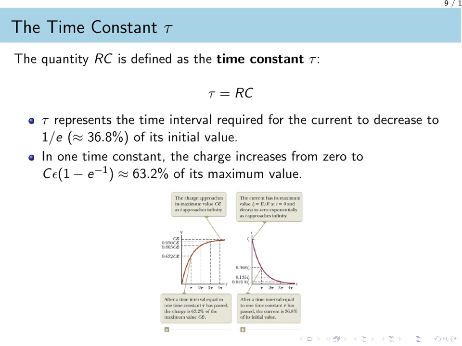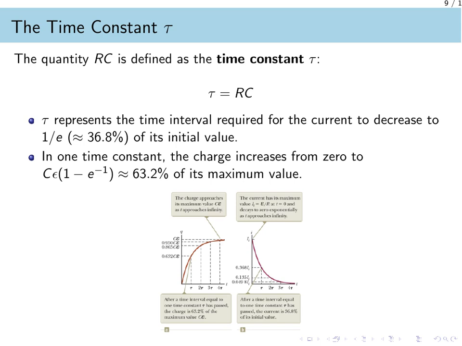1 tau represents the time required for the current to decrease to approximately 36.8% of its initial maximum value. Similarly, in 1 time constant, the charge on the capacitor increases from 0 to about 63.2% of its maximum capacity.